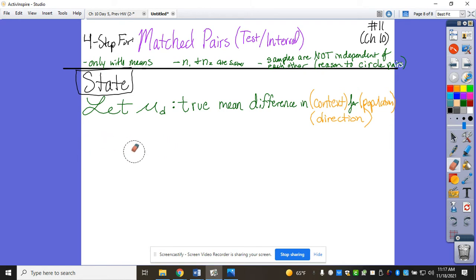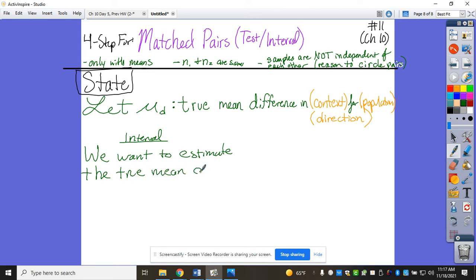Alright, so I am doing ones, like I'm going to test and interval on the same slide because there's no reason not to. So if it is an interval, then I go to what? Want to estimate the true mean difference, which is mu d, and then how does that finish? Because it's an interval with whatever percent confidence.